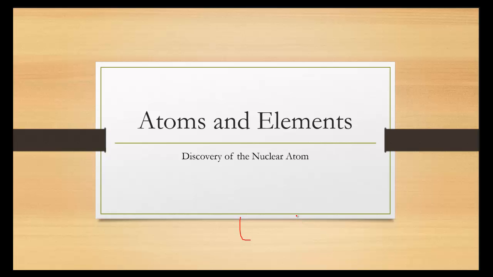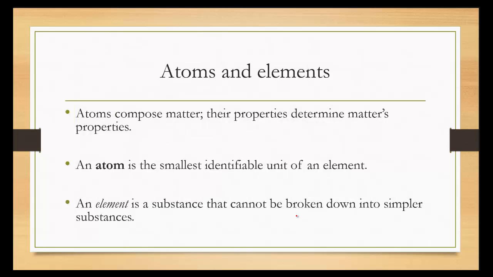In this tutorial, we will be discussing the discovery of the nuclear atom. Atoms compose matter. Their properties determine the matter's properties. An atom is the smallest identifiable unit of an element, and an element is a substance that cannot be broken down into simpler substances. So let's refresh. Atoms make up the elements.